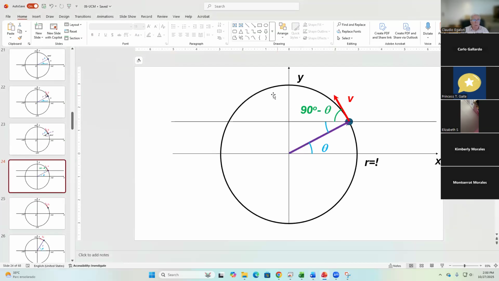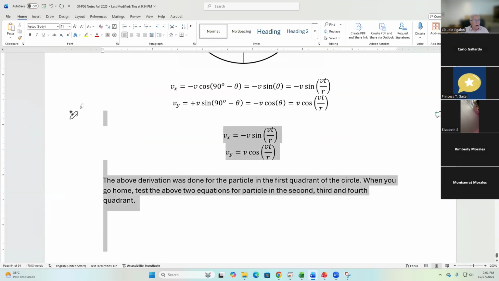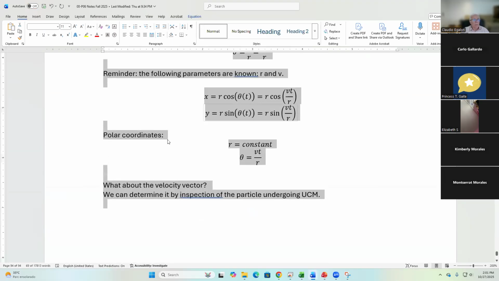What do I mean by that? What if the particle is right in here in the second quadrant? What if the particle is right in here in the third quadrant? What if the particle is right here in the fourth quadrant? Does the equation still hold? I'm going to tell you yes, it still holds, but I want you to do that on your own, so you can convince yourself that those derivations are correct. And now we have 4 out of the 6 equations of motion.